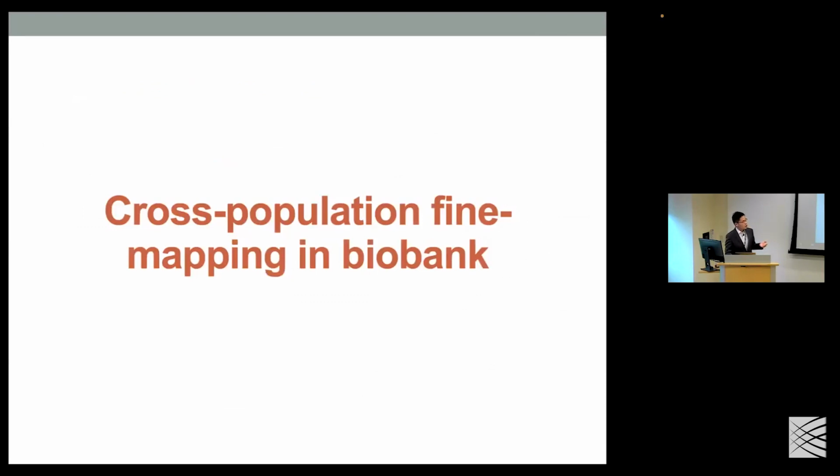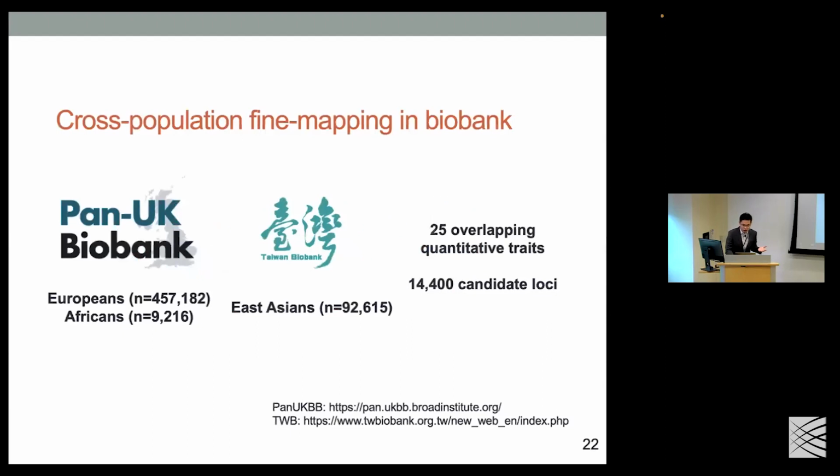Then we applied our method to some real data. We do this for the UK Biobank and the Taiwan Biobank. For UK Biobank, we take the European data and the African data. And the Taiwan Biobank is the biobank for East Asia. We applied our method to 25 overlapping quantitative traits, and there are more than 14,000 candidate loci which manifest genome-wide significance in either single population or cross-population meta-analysis.